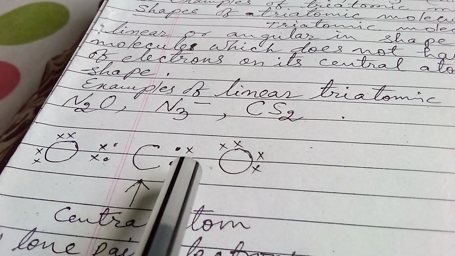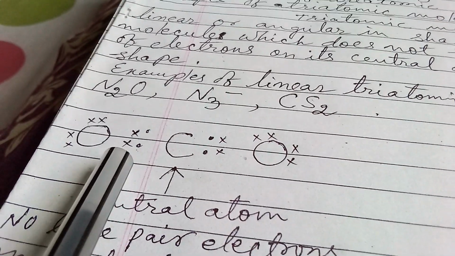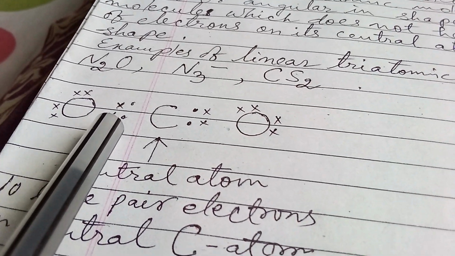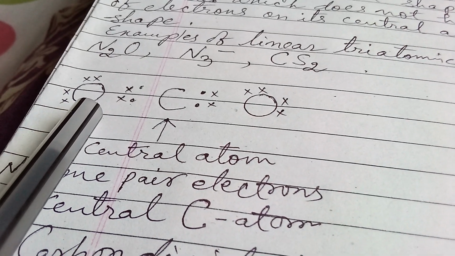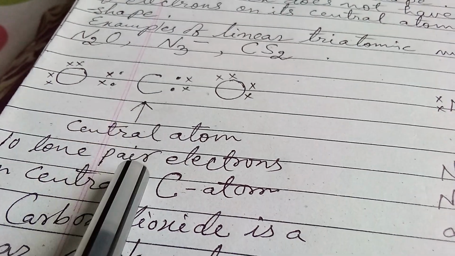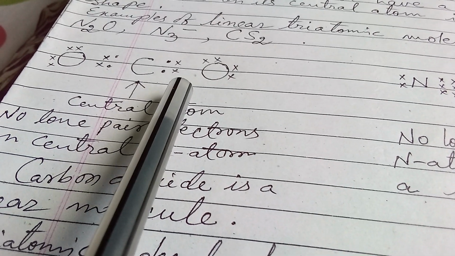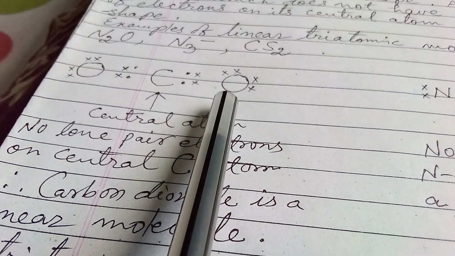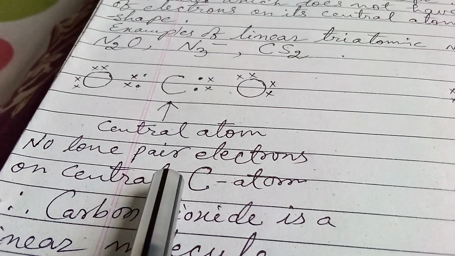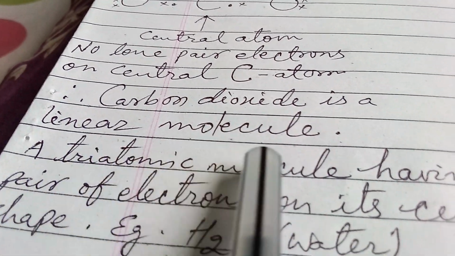So here you find carbon shares two electrons with one atom of oxygen, and again two electrons with another atom of oxygen. So C, that is carbon, is the central atom here, and by sharing two electrons it is forming a double covalent bond with oxygen. So there is no lone pair of electrons on the central C atom. Therefore carbon dioxide is a linear molecule.